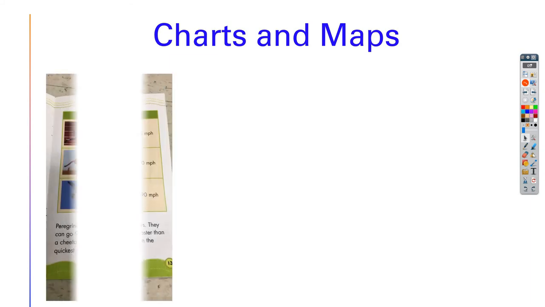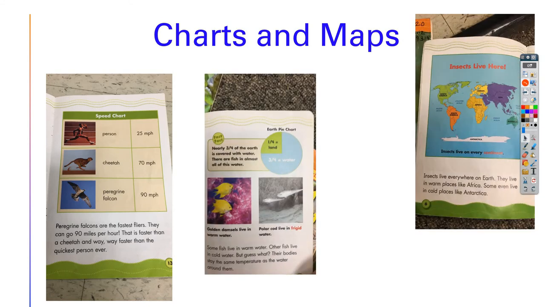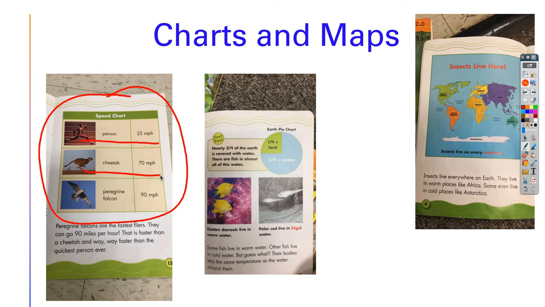All right, the next text feature are charts and maps. And some nonfiction stories or true stories will have charts and maps in them or on their pages. Let's look at a few pages that have charts and maps. All right, so you will notice in this one right here they have a chart. And it's just telling you, because this book was about animals that could go really fast, it's telling you some information about people and how fast they can go, and cheetahs and how fast they can go, and peregrine falcons and how fast they can go. And you can look at that chart and you could find out pretty fast what is the fastest thing.